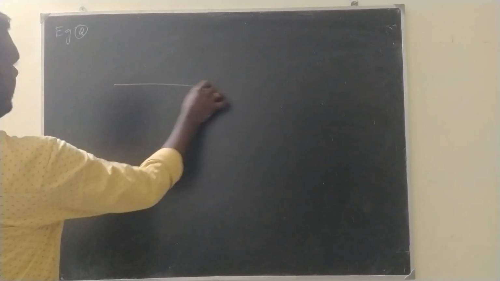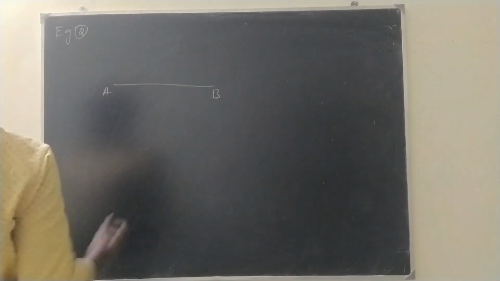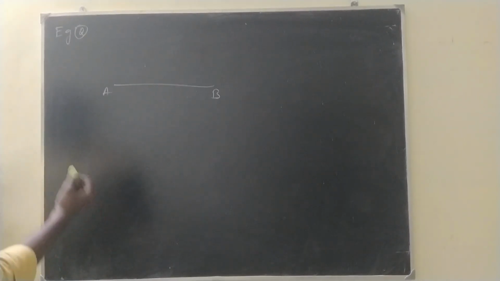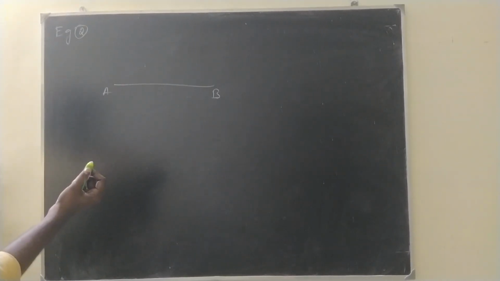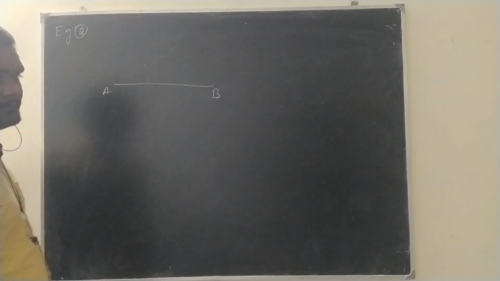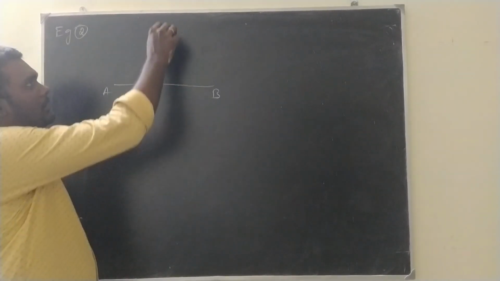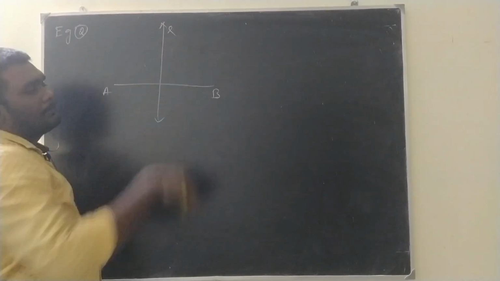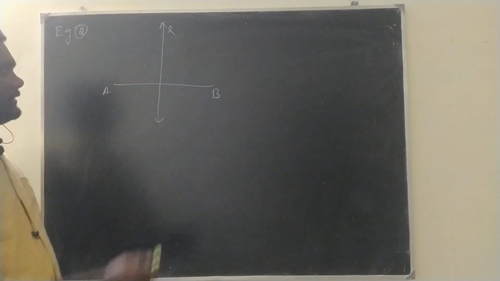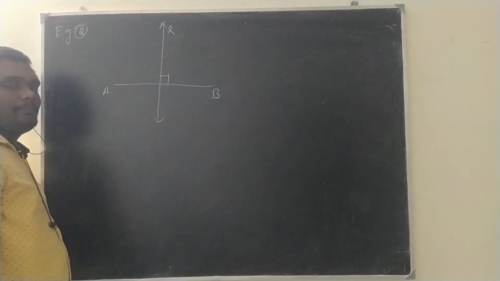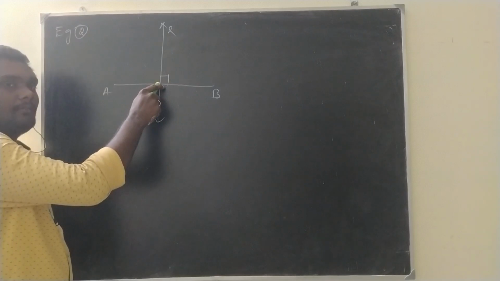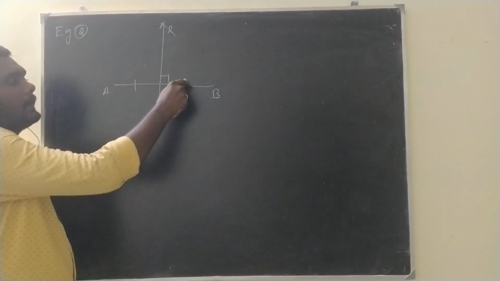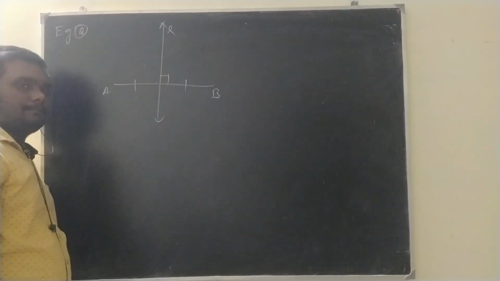Okay. See, AB is a line segment. And a line L is perpendicular bisector. A line means what? It goes indefinitely in both directions. The line L is perpendicular bisector, which means it is perpendicular, 90 degree, as well as when this line passes through AB, it bisects the line AB.